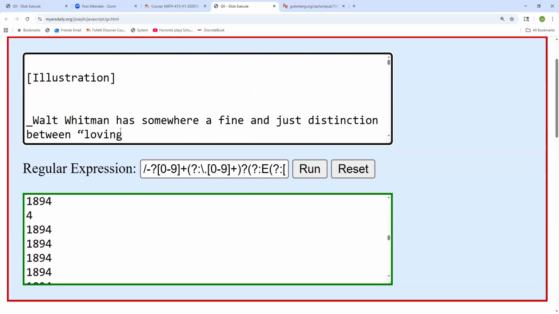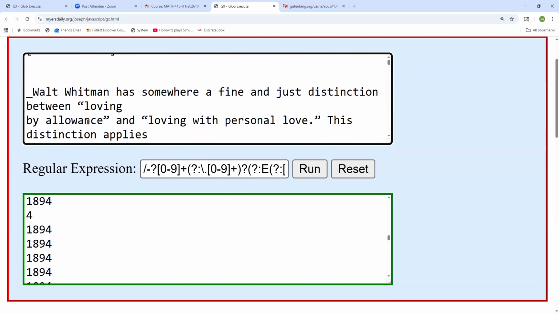How could we find something that's okay? Let's try this. How could we find something that's within a quote? Do you see this quote right there? Loving by allowance. How could we find something that's within a quote? Let's try that. So slash, let's copy the beginning of the quote, and then let's copy the end of the quote. What would we put between the quote symbols to find what's between the quote symbols? What would we have to put?